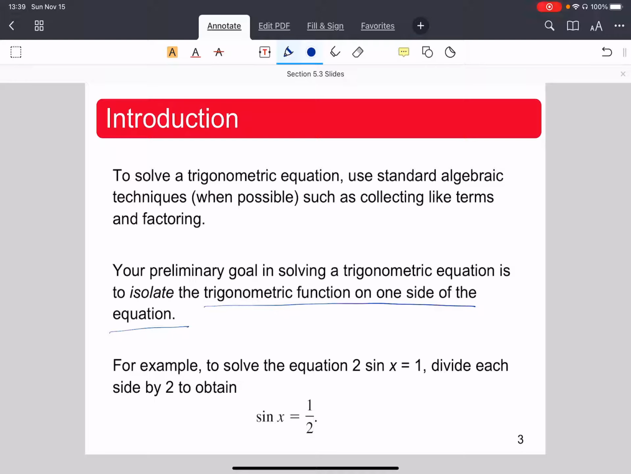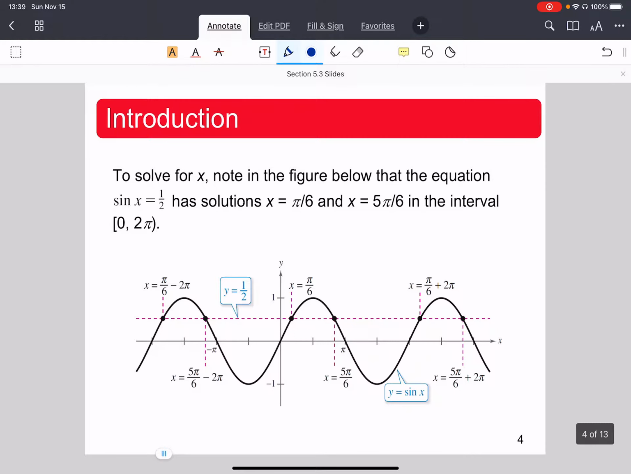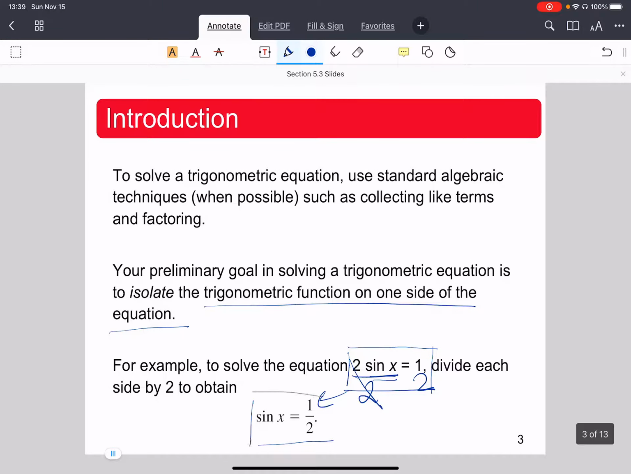So for instance, to solve the equation 2 times sine of x equals 1, we're going to isolate sine. So we would divide by 2 on each side, and then we would get sine x equals 1/2. That's what we mean by solving for trigonometric functions. And so what you would do next in that case is now you need to find x such that sine x is equal to 1/2, right? So what x's for sine will give you 1/2.